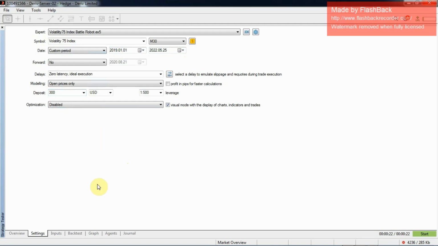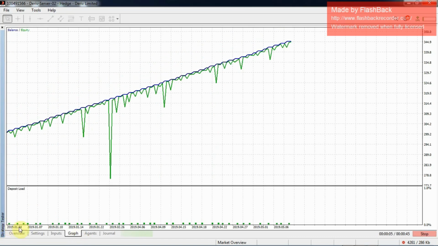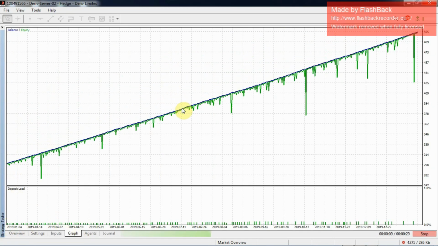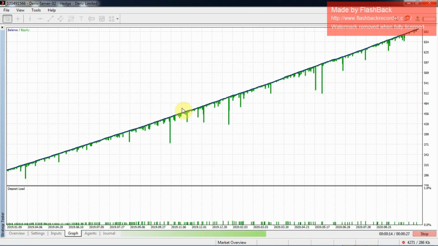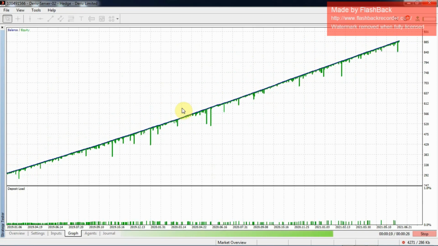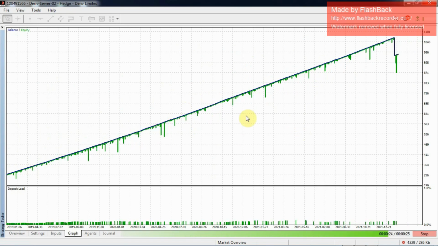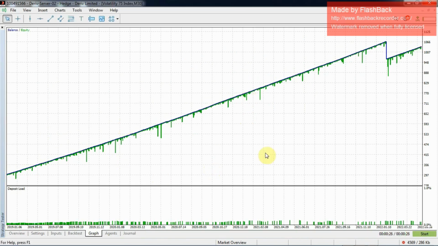Let's go ahead and start the backtest. In this video, I'll be reviewing two sets of settings on VOT 75. This is the first set of settings. That's a balance line there. It shows the dates on the x-axis and the profits on the y-axis. So keep in mind, I'll be reviewing two sets of settings in this review video.